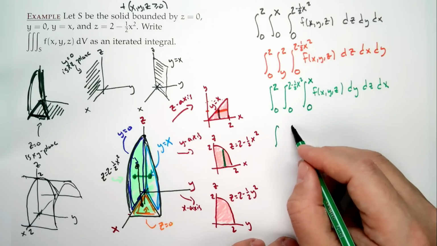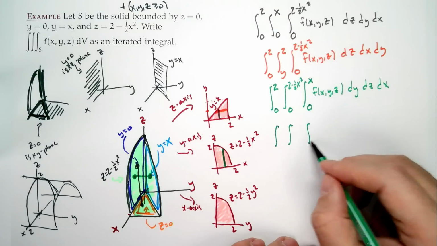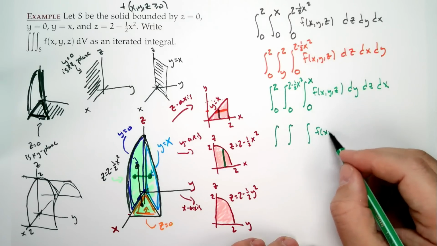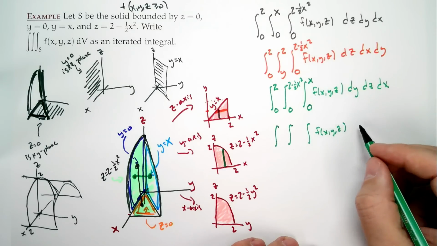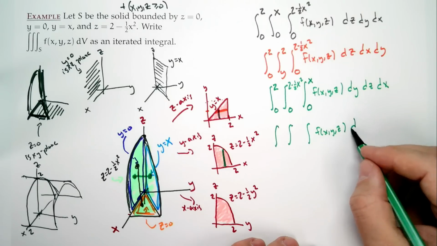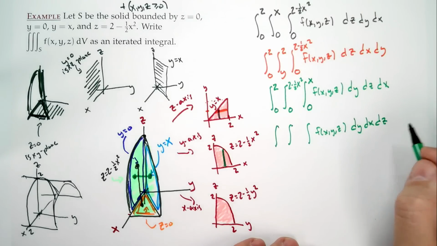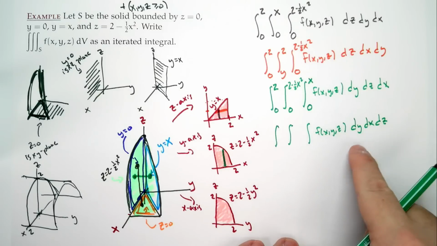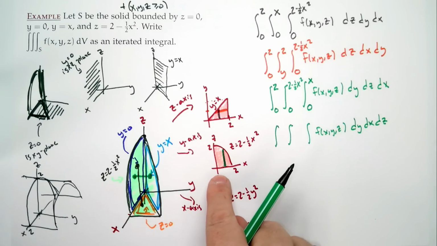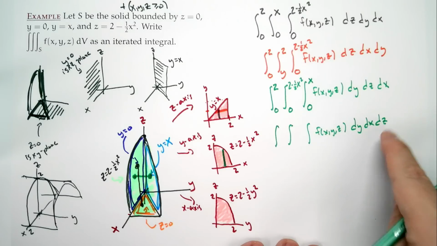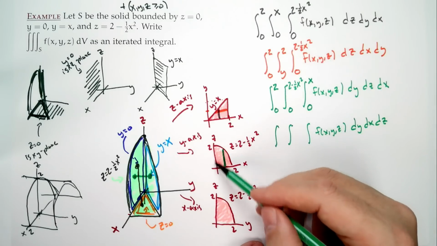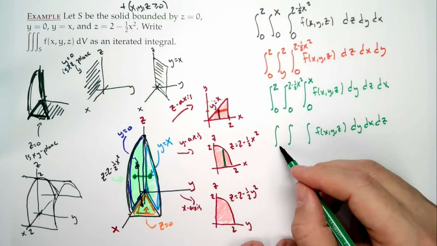Integral, f of x, y, z. And now let's do dy, dx, dz. Well, so again, we're looking down the y-axis, so we're still looking at this shape. Now we say, well, where does z go from? Well, z goes from 0 to 2. So that's still the same.